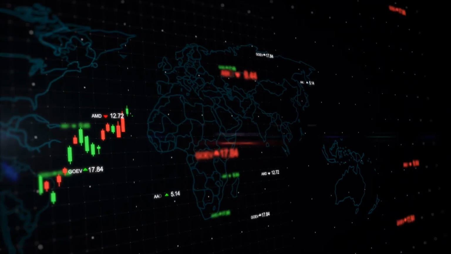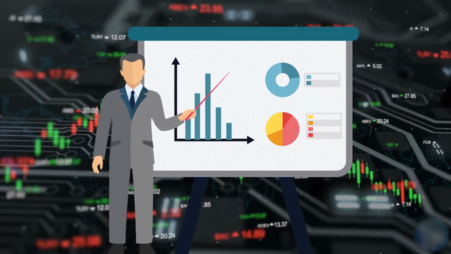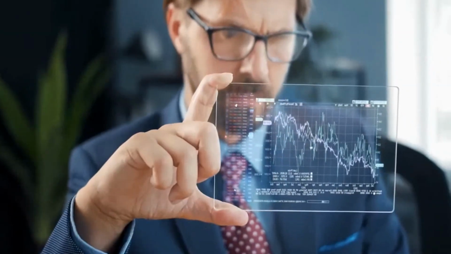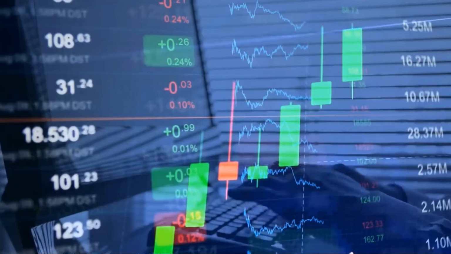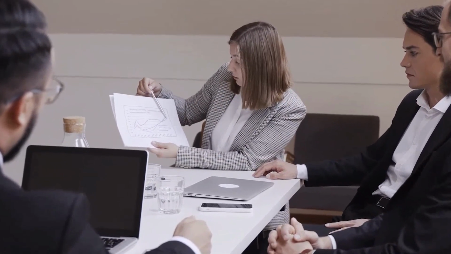Number 4, financial sector. In the world of finance, quantum computing could revolutionize risk analysis and investment strategies. Imagine having a tool that could analyze global market trends and fluctuations in real time, offering insights that could lead to more informed and potentially successful investment decisions.